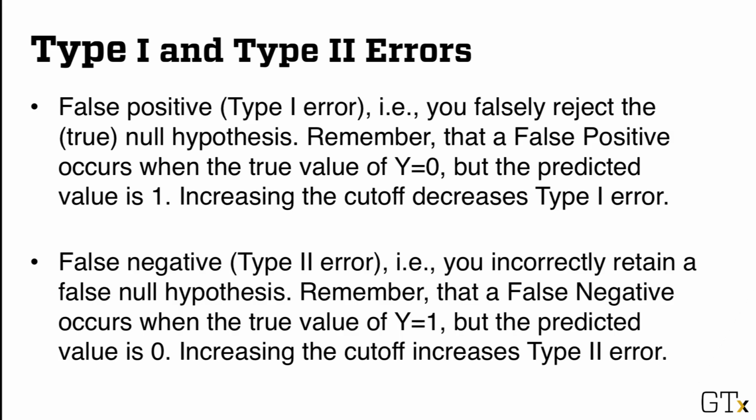False negatives are also what is called type 2 errors. You have incorrectly retained a false null hypothesis. Remember that a false negative occurs when the true value of y equals 1, but the predicted value is 0. Increasing the cutoff increases type 2 error.